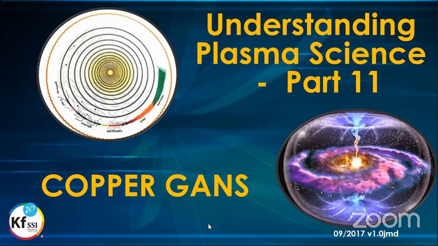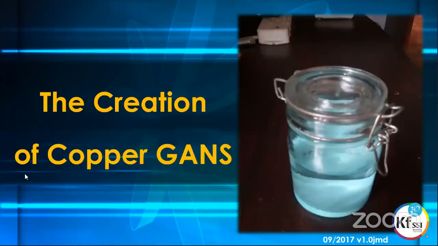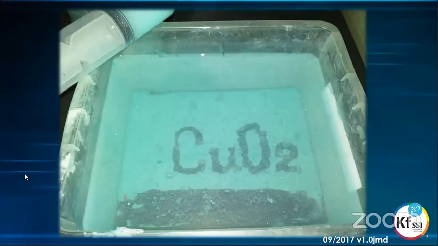Okay, so we're going to do the last of the four main GANs, and that's the copper GANs, and it is the easier of all of them. So here's a wonderful image that Sandor sent through to me. It's a good way to start off with what your copper oxide GANs is going to look like, the color. Nice blue, green, turquoise color.